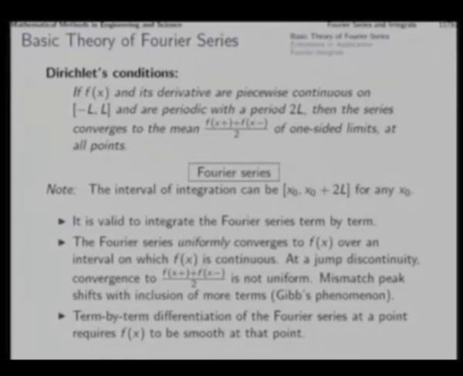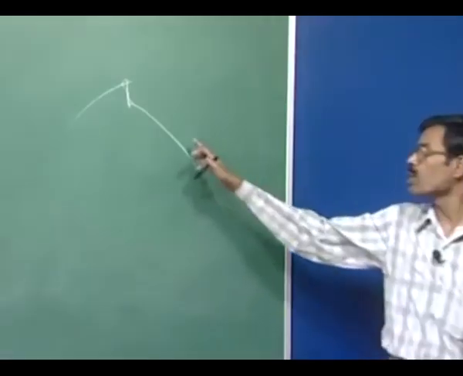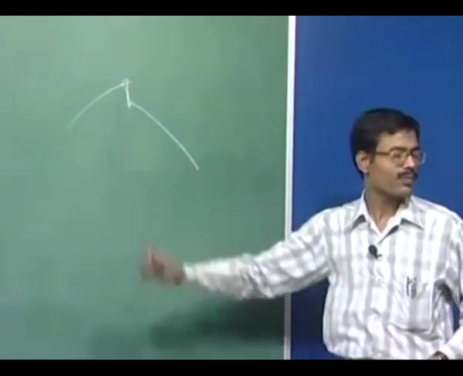What about differentiation? As you see that integration is a smoothening process, differentiation is a process in which the discontinuities actually increase. So, therefore, term by term differentiation of a Fourier series is valid at only those points where the function is smooth. So, the derivative at this point will not be valid. Okay.